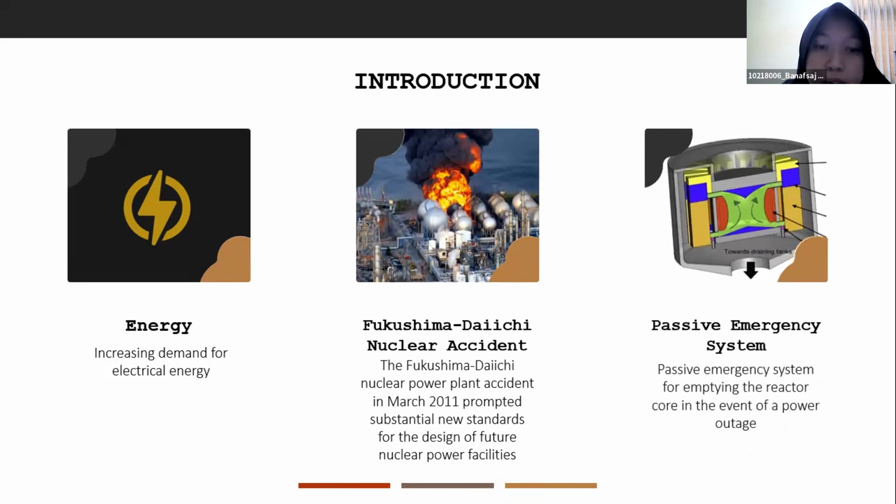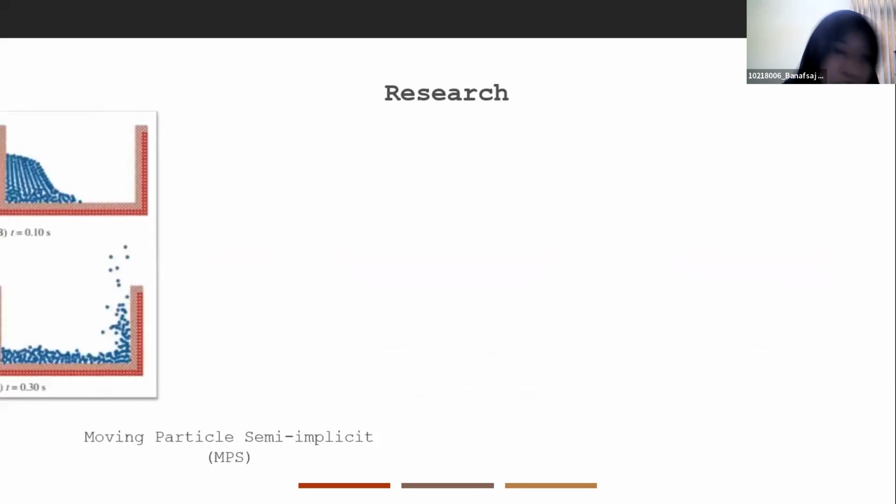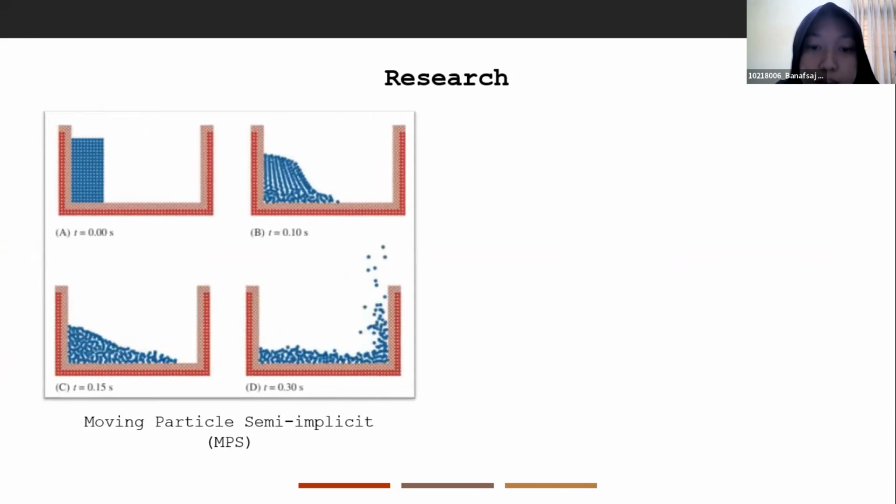The requirement is to introduce a passive emergency system for emptying the reactor core in the event of a power outage. The system offered in this case is a draining system. Okay. One method that can be used to simulate the evacuation of fuel salt from the reactor core through the draining pipe is the moving particle semi-implicit or MPS method. The concept of the MPS method is that differential operators in the governing equation are converted into equivalent particle interactions using Lagrangian.